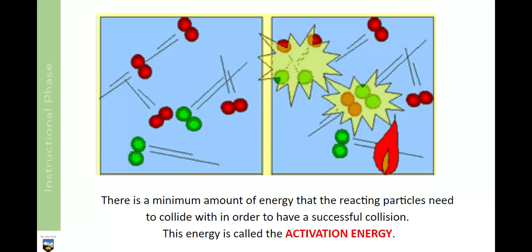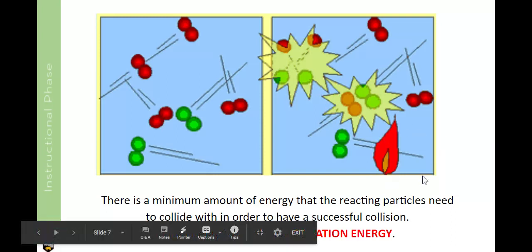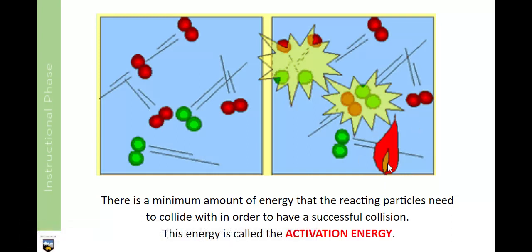So the key point I wanted to get from this slide is when chemicals react, they must collide with enough energy. And that energy to start a reaction is called the activation energy. It activates the reaction, it starts the reaction. So sometimes we can increase the energy in a chemical reaction at the start by adding a flame or adding a spark.